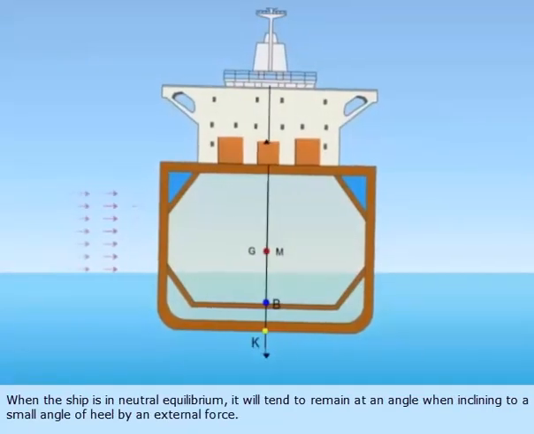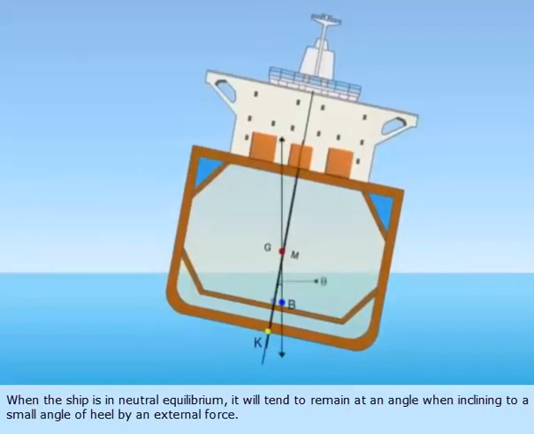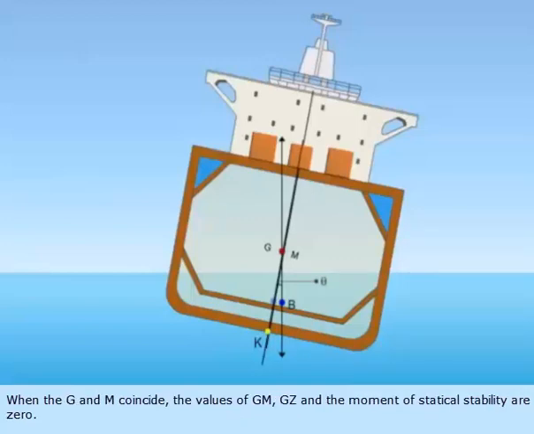When the ship is in neutral equilibrium, it will tend to remain at an angle when inclined to a small angle of heel by an external force. When the G and M coincide, the values of GM, GZ, and the moment of statical stability are 0.